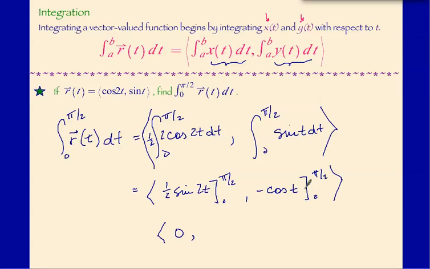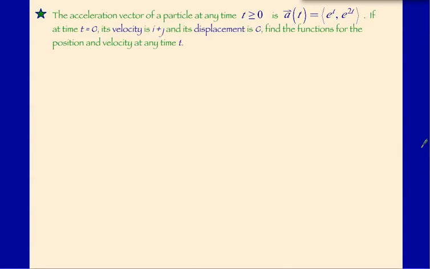Over here, when I put pi over 2 in for t, this ends up being negative cosine of pi over 2, which is actually 0, minus a negative cosine of 0. This is 0 then plus cosine of 0, which is 1, so the y component is 1, and that's your answer. We have one more example using integration.